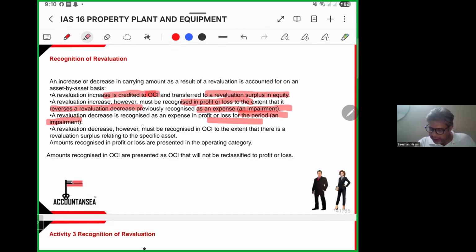A revaluation decrease, however, must be recognized in other comprehensive income to the extent that there is a revaluation surplus relating to the specific asset. Any amounts recognized in profit or loss are presented in the operating category. Amounts recognized in OCI are presented as OCI that will not be reclassified to profit or loss.